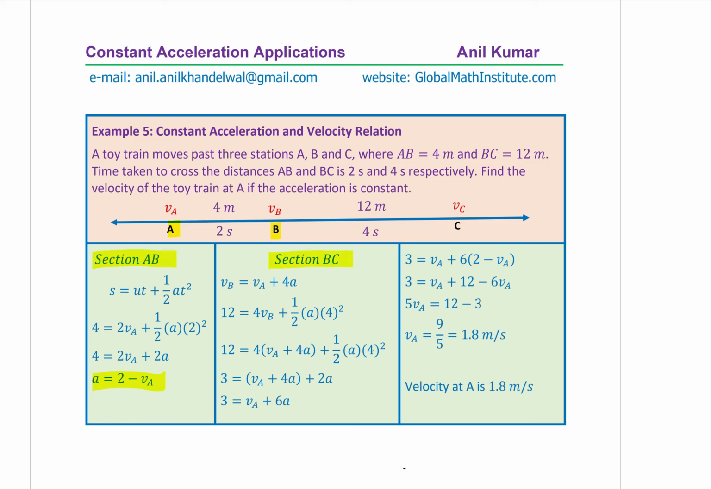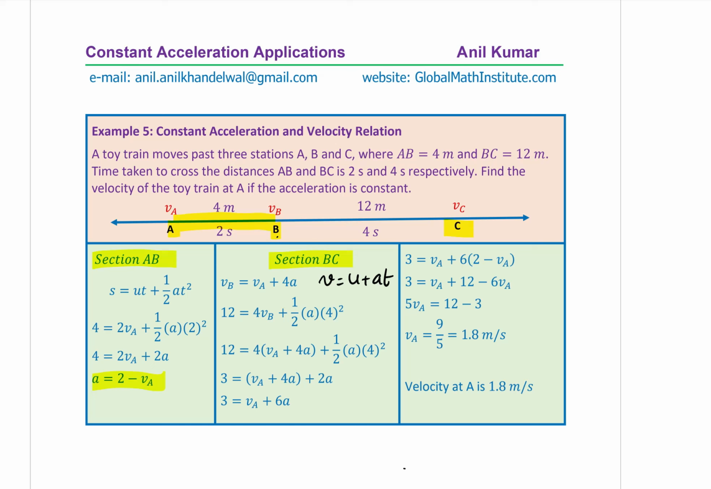Now, let us see the second section, which is between B and C. In this section, the distance between B and C, the displacement, is 12 meters and the time taken for this is 4 seconds. Now, we can say that the velocity at B equals the velocity at A plus 4a. So that is the previous case, correct? Using v equals u plus at, we can write this relation. So the velocity at B is the velocity at A plus 4a. Now that relates the velocity at B with the velocity at A.